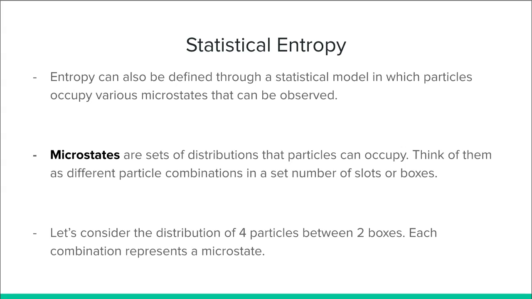All right, so a visual example will certainly help us. So let's consider the distribution of 4 particles between 2 boxes. So we're going to have 4 individual particles and 2 boxes in which we can sort those particles. Each combination is going to represent a potential microstate when we look at these probabilities.